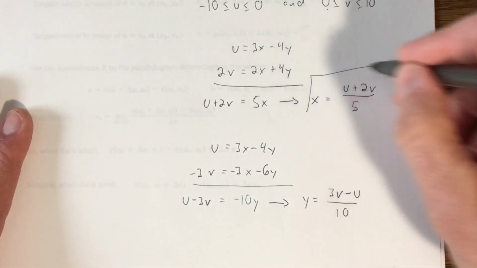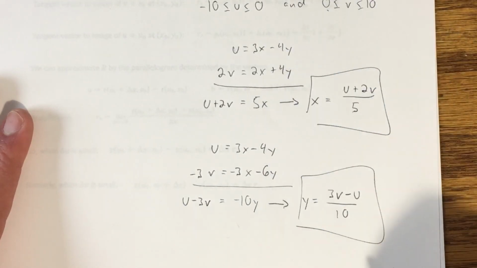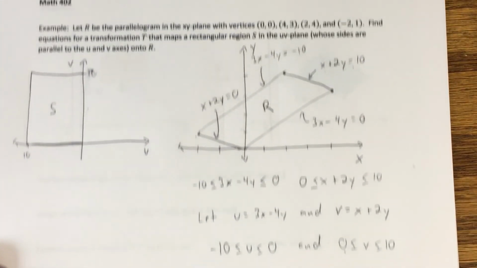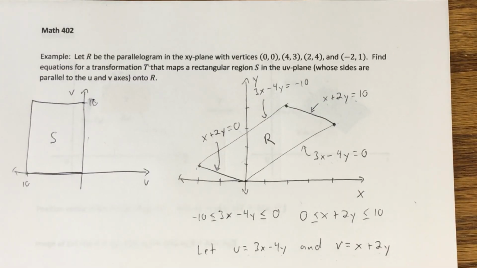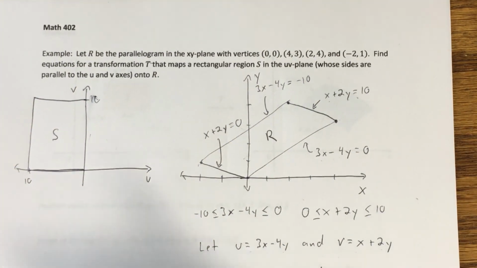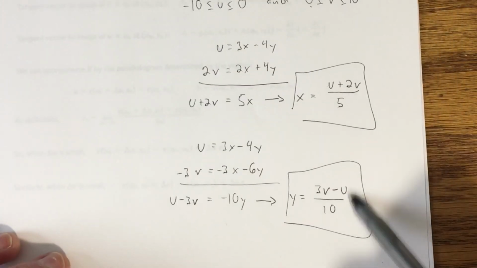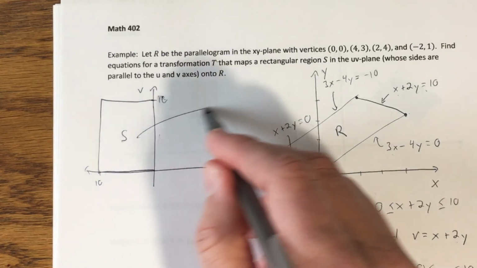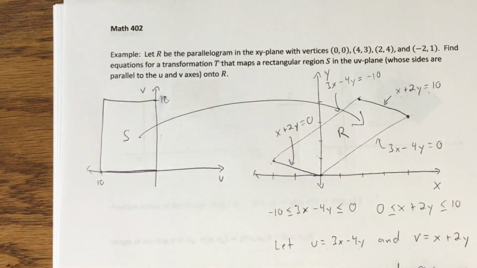These two functions, where x and y are given as functions of u and v, describe the transformation. And again, remember, where it says find a transformation T, we're not going to come up with T of uv equals some big function. We just describe T using these two functions here. So this is the transformation, and under that transformation, this rectangle would map to this parallelogram R.